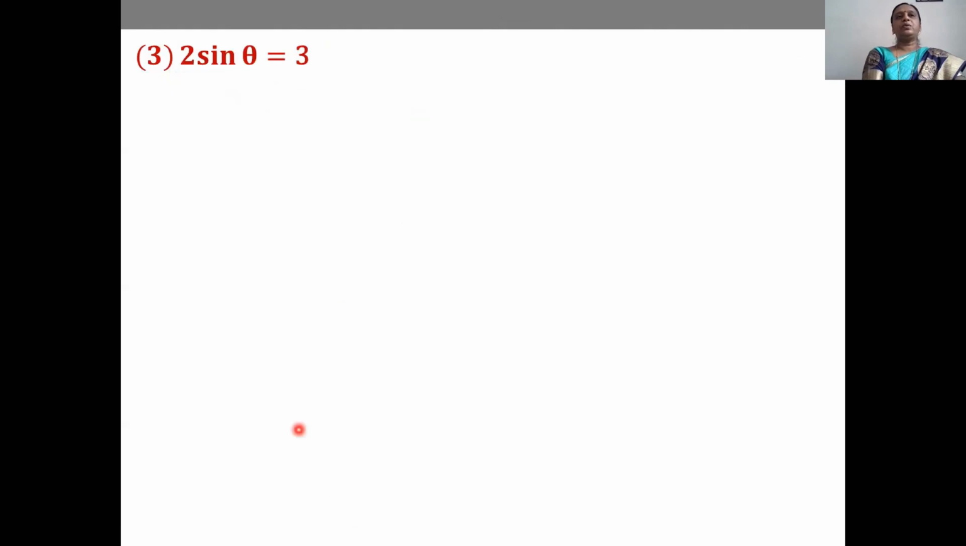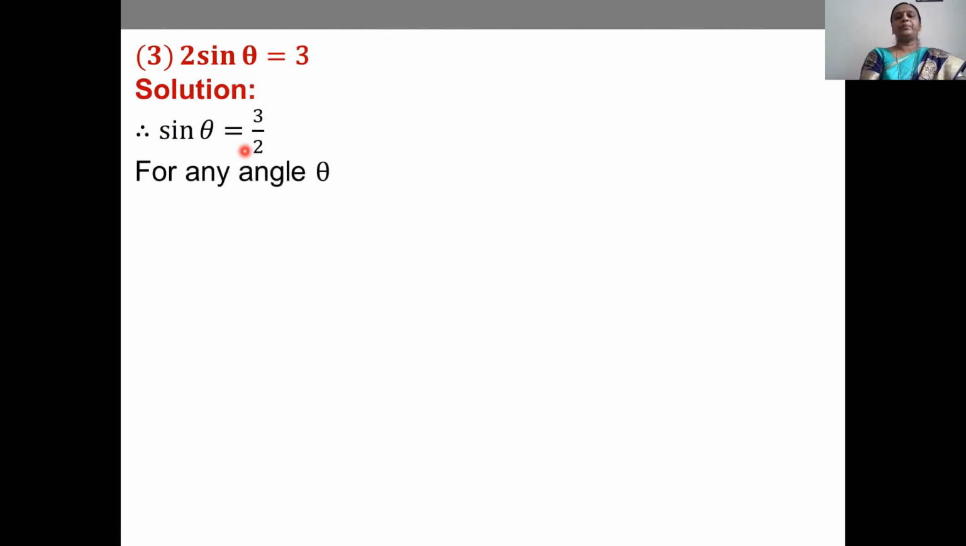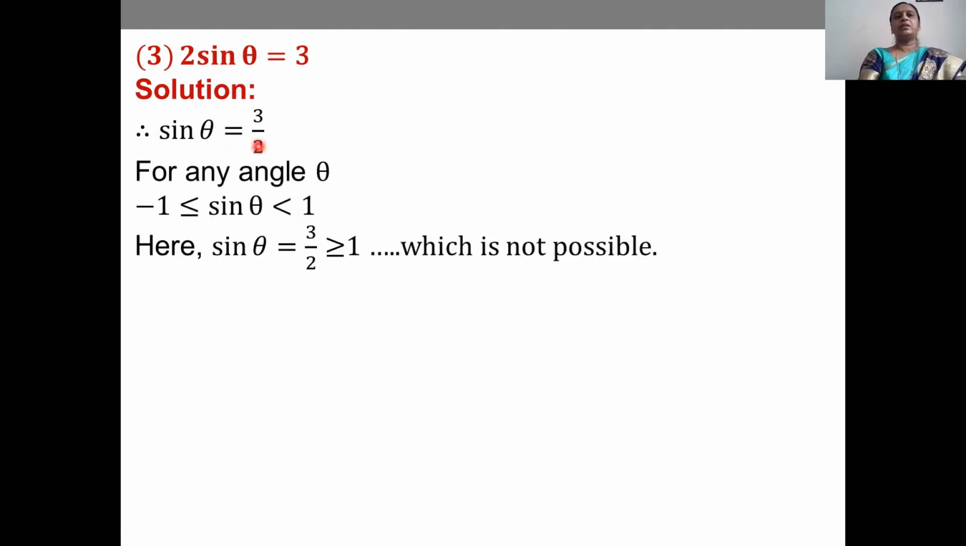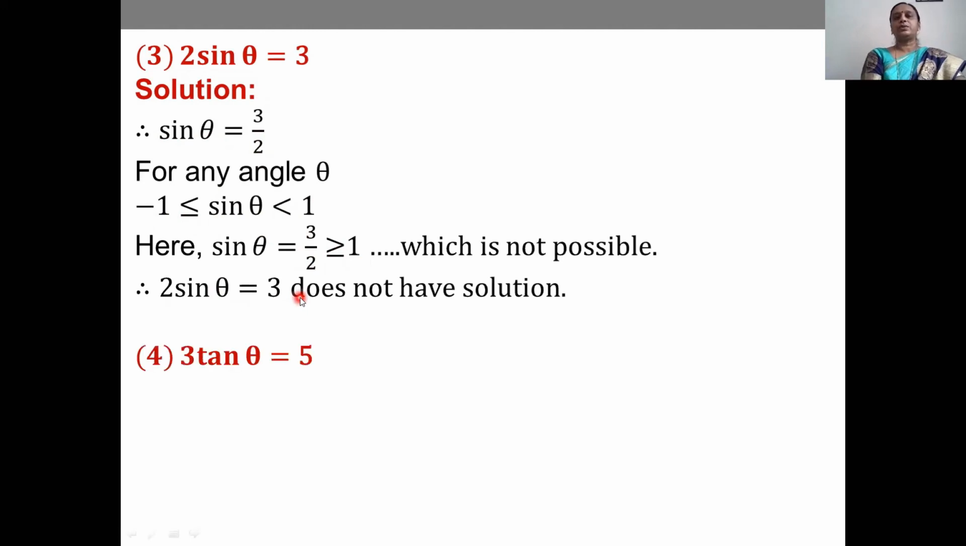Then the next problem, 2 sin theta is equal to 3. We have to see whether this equation has a solution or not. Now, this is sin theta is equal to 3 by 2. Again, for any angle, we know that the value of sin theta lies in the interval minus 1 to 1. If we calculate this, then this value is greater than 1. And here, the condition says that the value of sin theta lies between minus 1 and 1. This is greater than 1, which is not possible. Therefore, this equation 2 sin theta is equal to 3 does not have a solution.